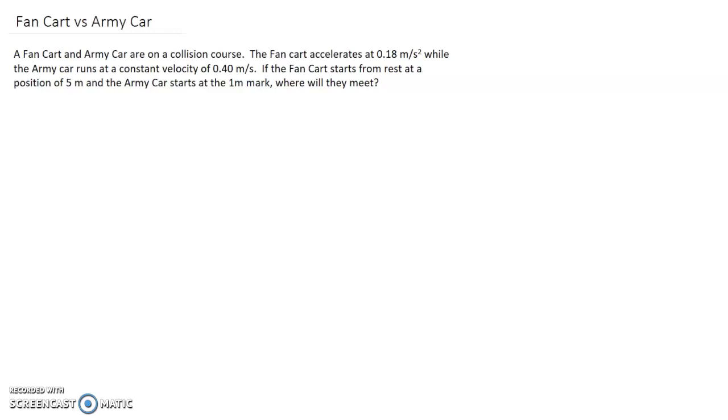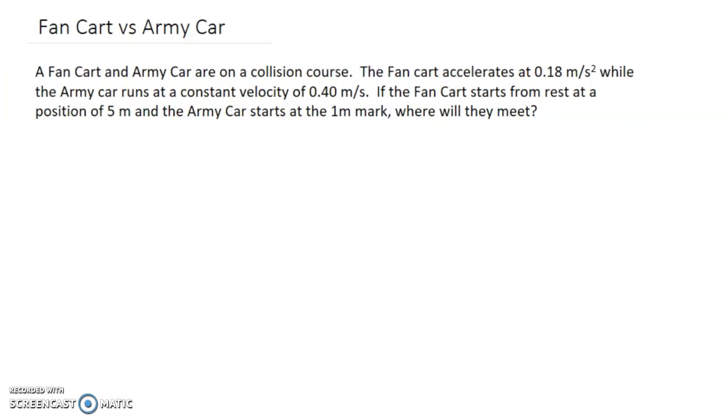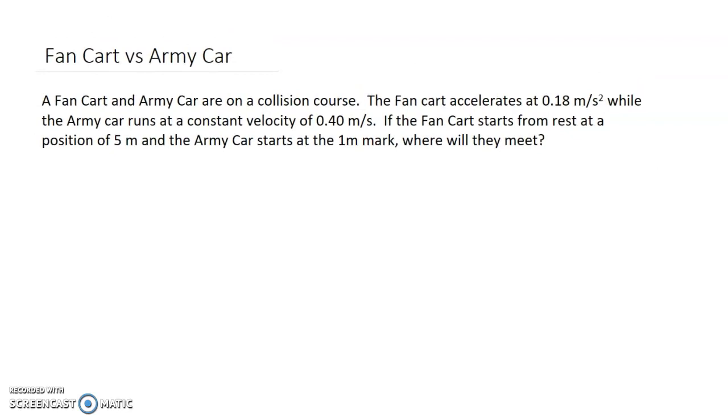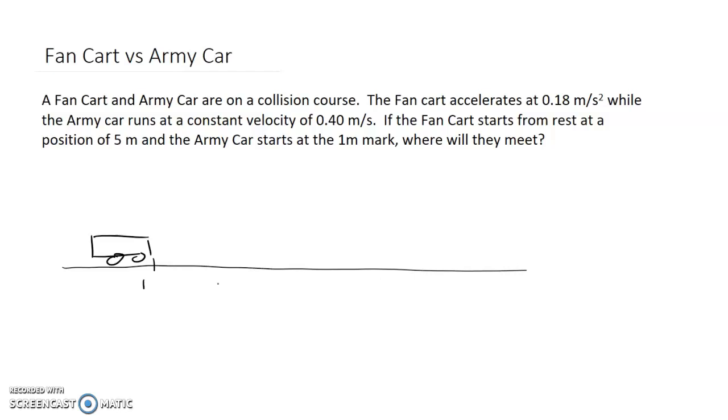Like every problem, let's draw a sketch to make sure we understand what's going on. So I'm going to draw a picture of these cars. Now we're given a couple positions, and this is a one-dimensional problem. It appears the army car is at the 1 meter mark with the fan cart at the 5 meter mark. So as I interpret it, I'm going to put my army car here at the 1 meter mark. Call that 1 meter. And over here is my fan cart, and it's at the 5 meter mark.